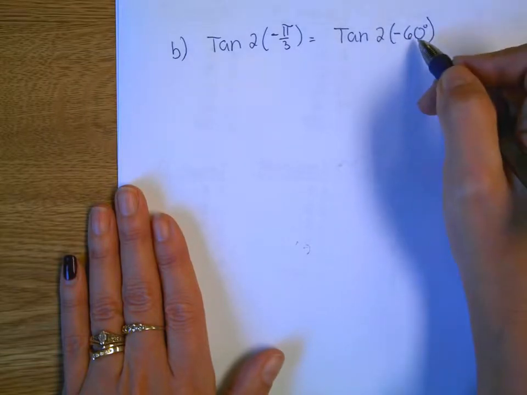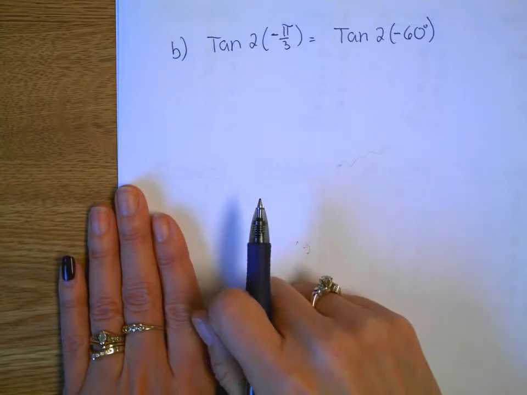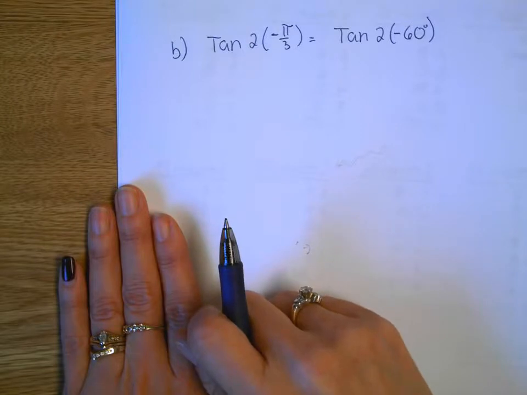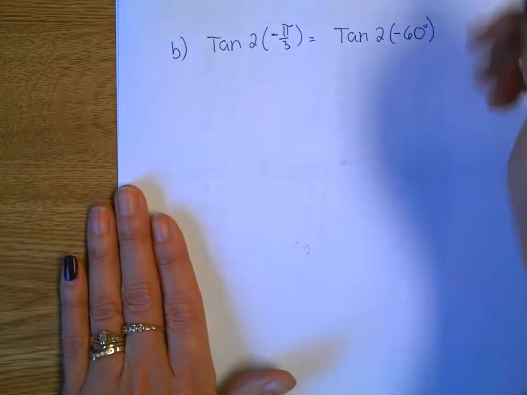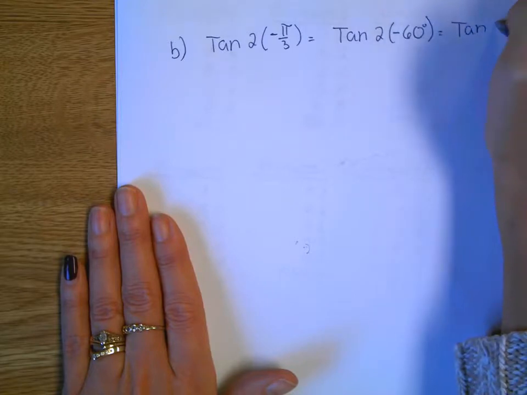Do you have any negative angle measures on your sheet? No, you could move backwards if you wanted. Otherwise, how do I turn that into an equivalent positive value? Subtract it from 360, or add it to 360 in this case. So what's negative 60 plus 360? 300. 2 times 300.